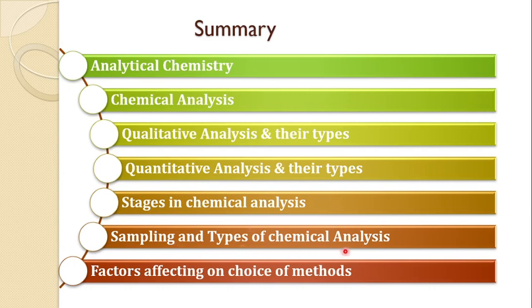Then sampling and types of chemical analysis. There are three types of samples: solid, liquid, and gases. Then the types of chemical analysis: proximate, partial, trace, and complete analysis. Meso, micro, submicro, trace, ultra trace, micro trace, nano trace. Then major, minor, trace, and ultra trace types of chemical analysis. And the last one is the factors affecting the choice of method: type of analysis, nature of material, interference, concentration range, accuracy, facility, time required, replicate analysis, like this.